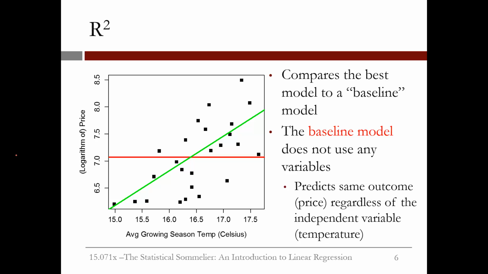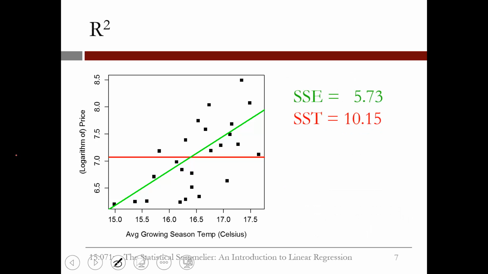Another common error measure for linear regression is r squared. This error measure is nice because it compares the best model to a baseline model, the model that does not use any variables, or the red line from before. The baseline model predicts the average value of the dependent variable regardless of the value of the independent variable. We can compute that the sum of squared errors for the best fit line, or the green line, is 5.73, and the sum of squared errors for the baseline, or the red line, is 10.15.